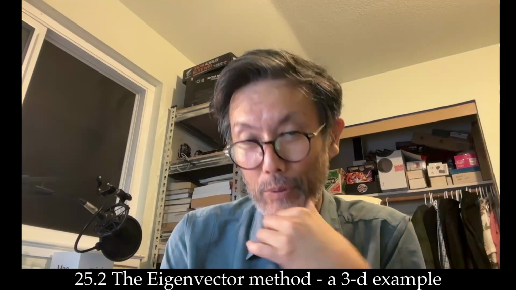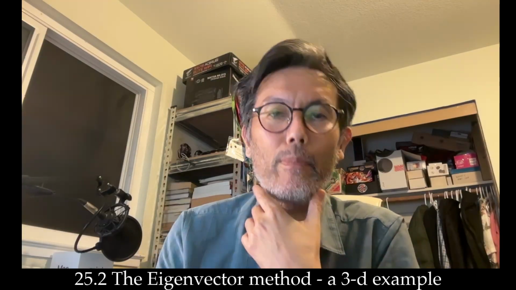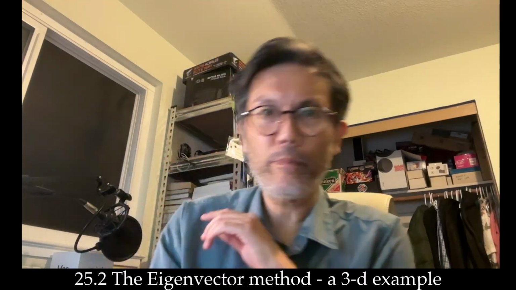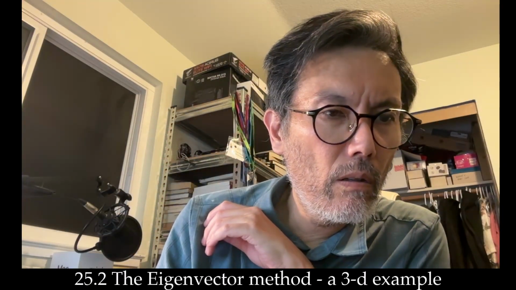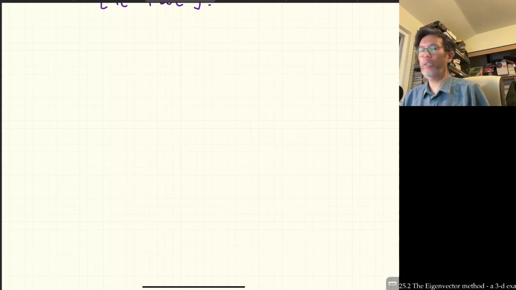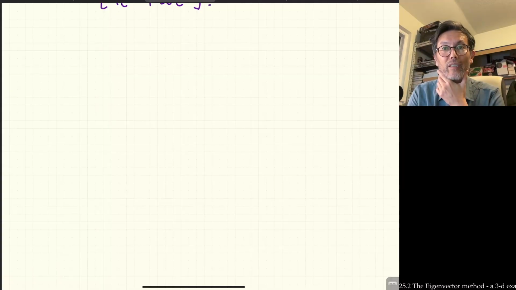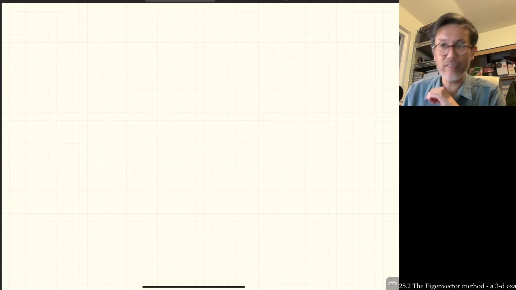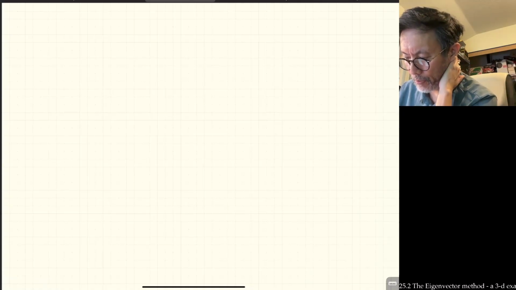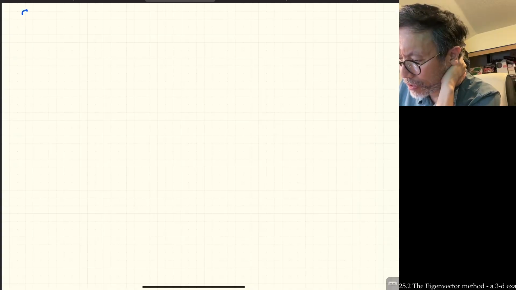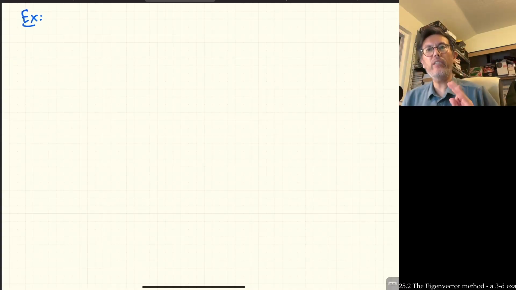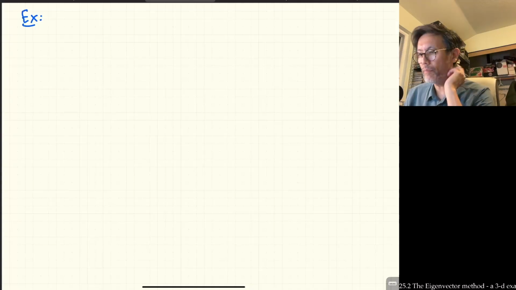Let's do another example. This time let's kick up the dimension by 1 to a 3 by 3 example. So here we are going to examine the following system. And this time, just because I feel like it, I'm going to call my dependent variables x, y, and z for no particular reason. So in this case, I'm going to have three equations in three dependent variables x, y, and z.